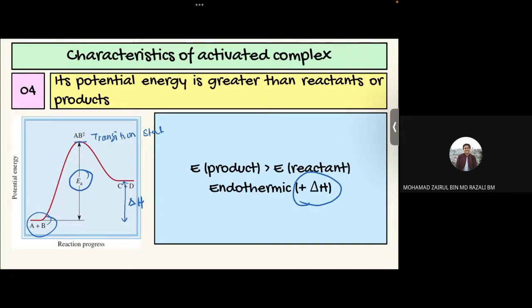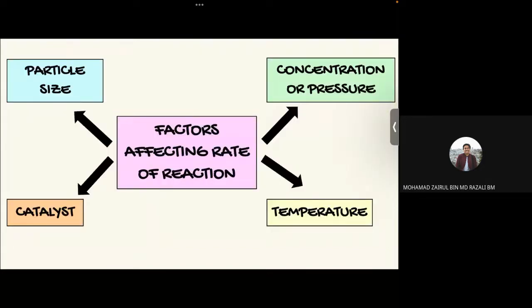Yes, sir. Okay. Now, kita dah belajar, dah consider those two theory yang explain macam mana rate of reaction itu. Okay, now kita tengok factors that affecting rate of reaction. Okay, ada 4 factors that you need to know. Kita ada particle size, kita ada concentration ataupun pressure, kita ada temperature dan juga kita ada catalyst. Tapi untuk petang ini, hanya akan cover 3 je. Particle size, concentration atau pressure dengan catalyst. Sebab apa?